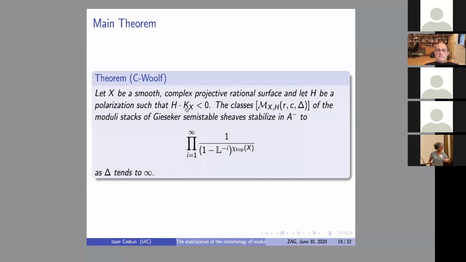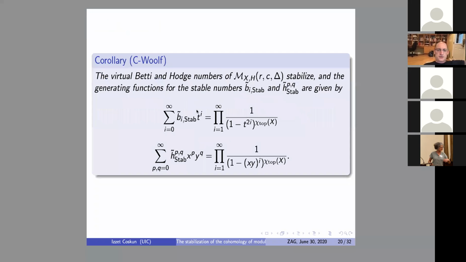You know, this kind of condition, H·K_X should be negative, is not such a serious condition if you're talking about things like P2 or the Alpezzo surface; that's satisfied for every polarization. And on any rational surface, you can find a polarization that satisfies this property. But in general, it's a restriction on the polarization. So that's the theorem. So what are the consequences?